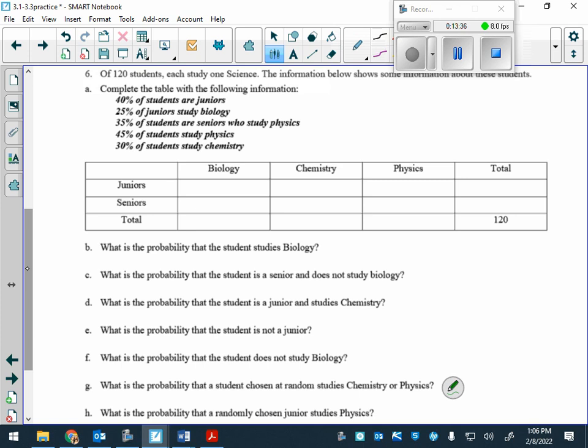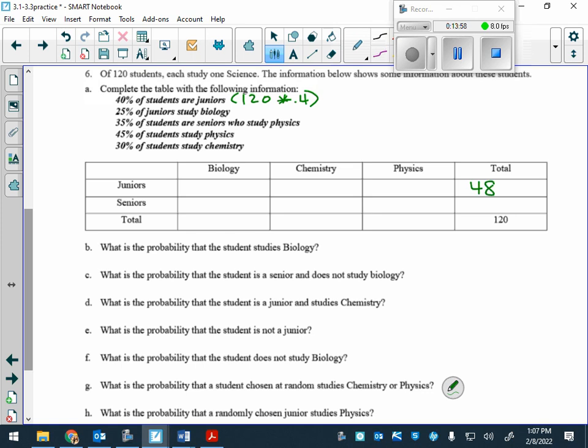40% of students are juniors. So how do I find that? What do I do? Nolan? Good. 120 times 0.4, which is how many juniors? 48. Good. Okay?